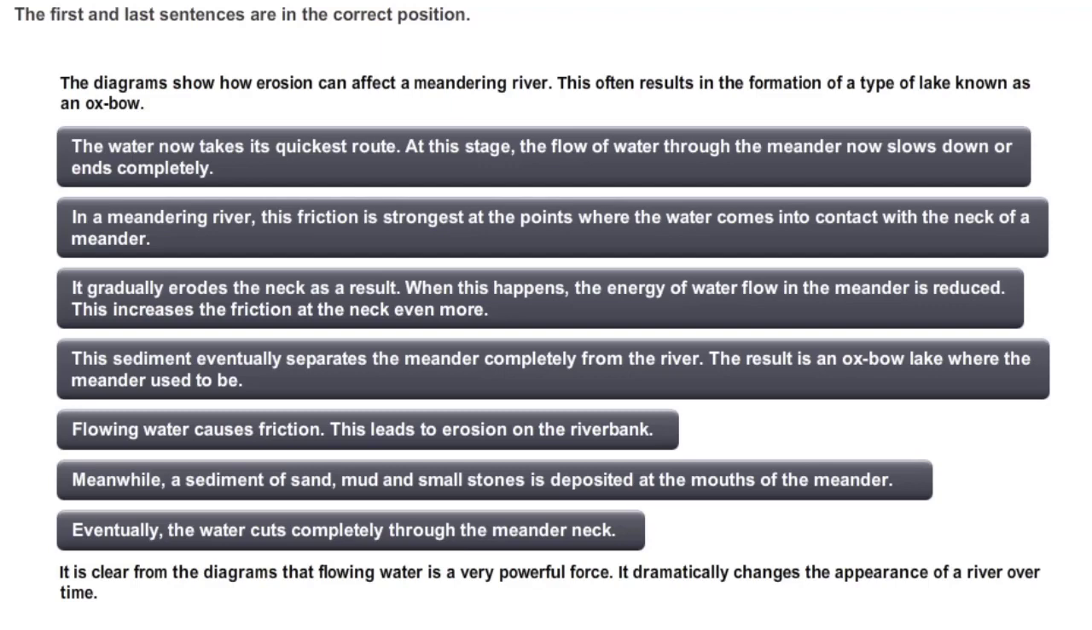It is clear from the diagrams that flowing water is a very powerful force. It dramatically changes the appearance of a river over time. But the rest of the sentences are organized in not a logical way. I want you to take a minute and try to organize the sentences correctly. So just put them into the correct order.